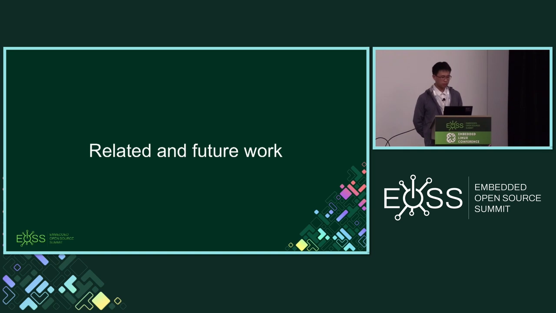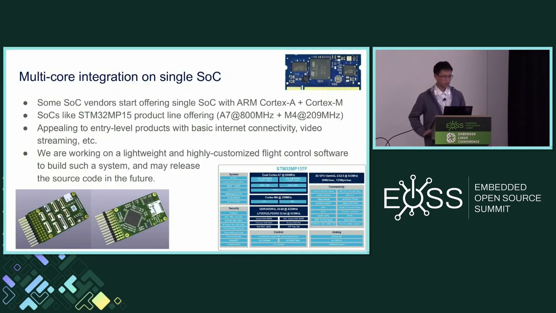Finally, I want to share some related and future work we may work on. We are also interested in multi-core integrations on a single SoC to run the flight control software. Currently, some SoC vendors start to offer a single SoC with ARM Cortex-A plus Cortex-M multi-cores. For example, STM32MP15 offers an A7 core running at 800 megahertz with an M4 core at 209 megahertz. It is quite appealing to some entry-level products with some basic internet connectivity, for example, doing video streaming. And now we are working on a lightweight and highly customized flight control software to build such a system and may release the source code in the future. And this is my talk. Thank you for listening.